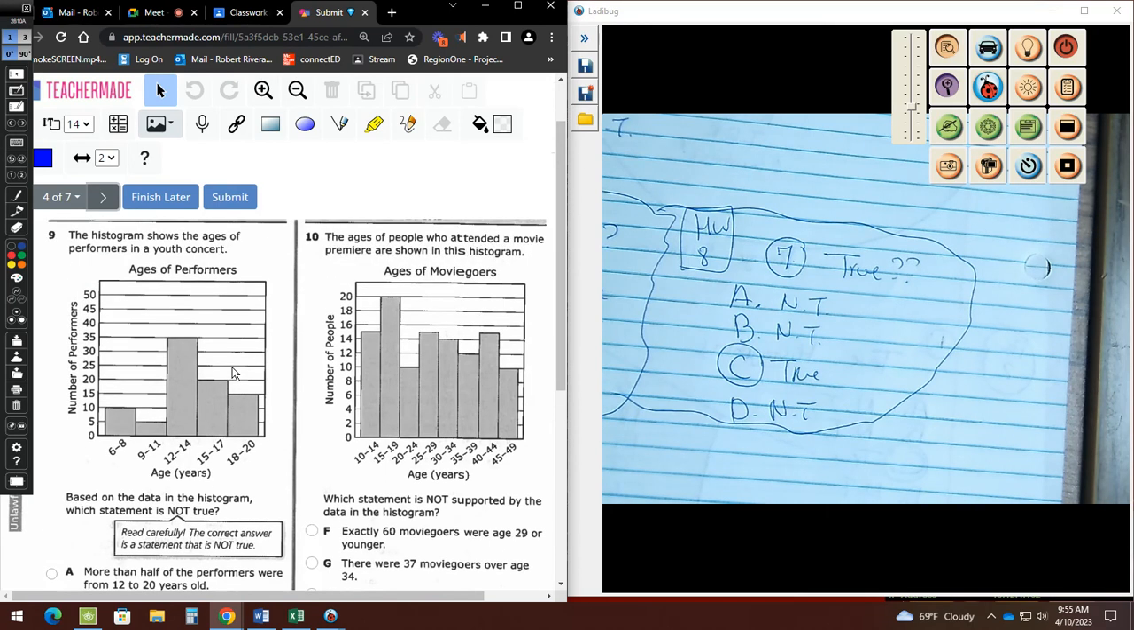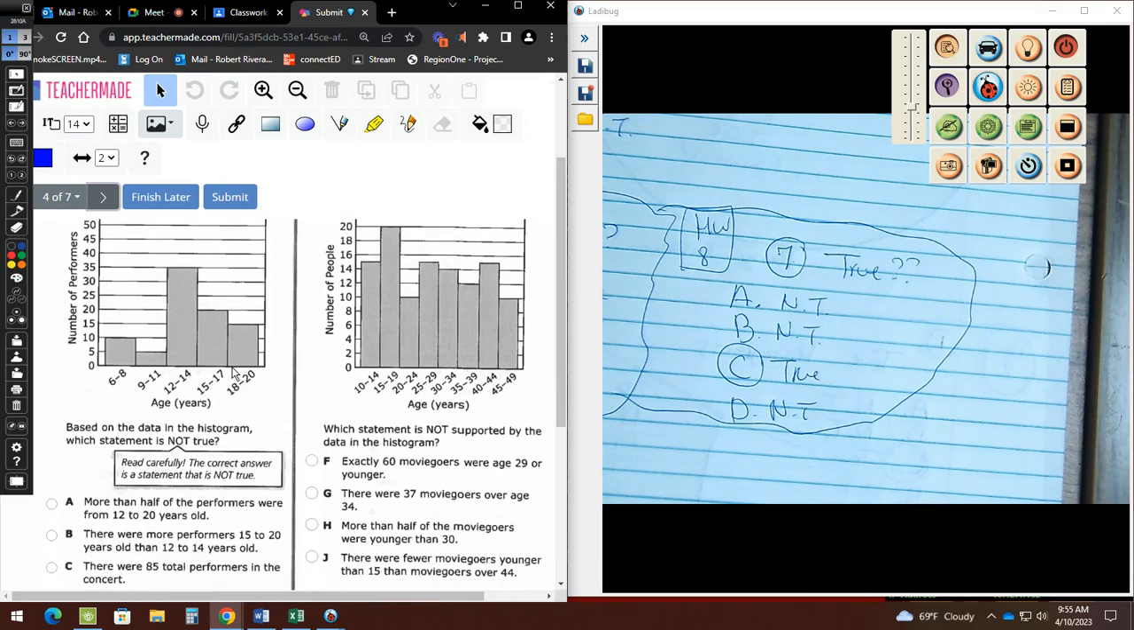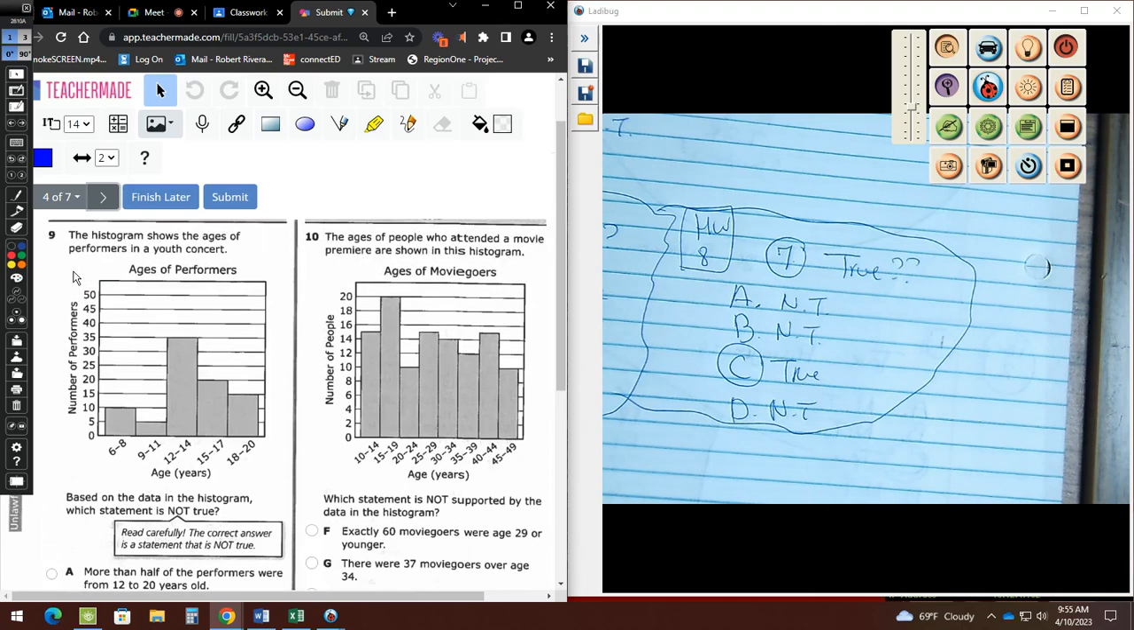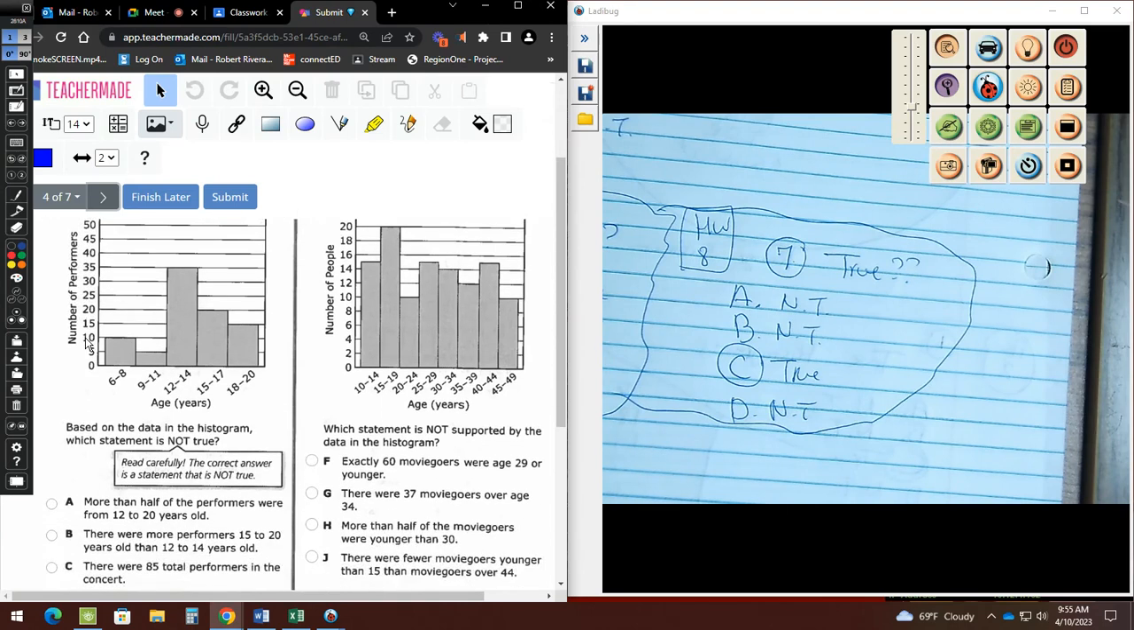So number 9. The histogram shows the ages of the performers in a youth concert. So what's the numbers in the bottom? The ages. And what's the numbers here? The performers. So how many performers are between 6 to 8 years old? 10. How many performers are between 9 and 11 years old? 5. I'm just making sure you know how to read this. How many performers are between 12 and 14 years old? 5. How many performers between 15 and 17? 20. And how many performers between 18 and 20? Is it symmetrical? No, it's not symmetrical. Okay, that's going to be important later on as you'll see.